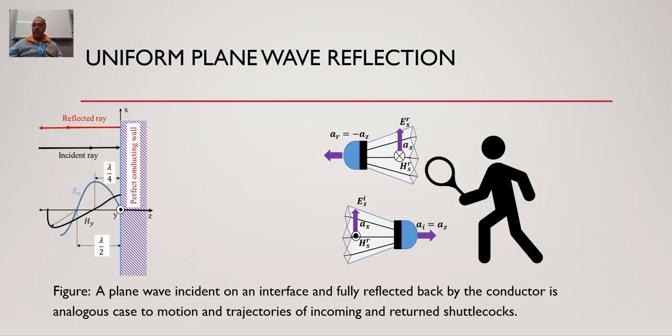The normal incidence of the uniform plane wave at the interface of two media and its reflection is shown with a shuttlecock that changes its direction instantaneously. The direction of the reflected electric field remains the same as the incident field, but the magnetic field changes its direction to maintain the orthogonality between the direction of propagation and the reflected electric and magnetic fields. This is also depicted on the shuttlecock.